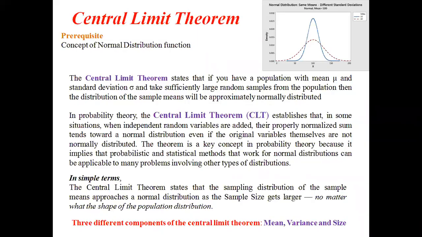For better understanding of central limit theorem, it is very much required to know the concept of normal distribution. Normal distribution is a probability distribution that is symmetric about mean, showing that data near the mean are more frequent in occurrence than data far from the mean.